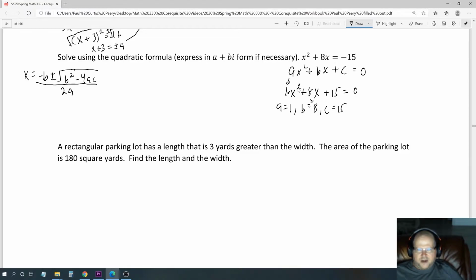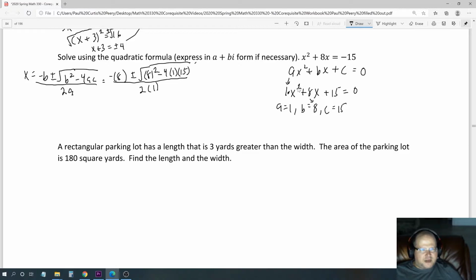Okay, so we've identified our a, b, and c. Okay, let's plug it in. So now we're going to plug everything in here, right? So we say negative b, b being 8, plus or minus b squared, which is 8 squared, minus 4 times a is 1, and c is 15. So we're up to that point right there. Let me say 2 times 1, because again, a is 1.